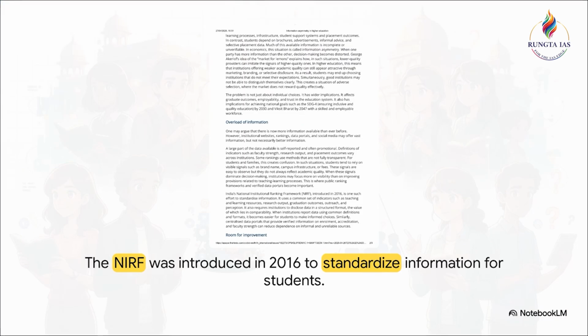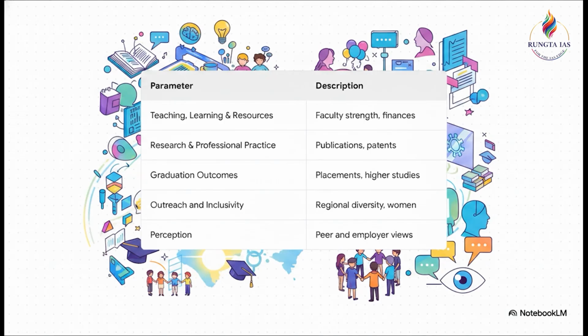And that framework is the National Institutional Ranking Framework, or NIRF, which was launched back in 2016. The whole idea behind it was to create a level playing field. It forces institutions to report their data using the same format, which allows students, for the first time really, to make something of an apples-to-apples comparison. So NIRF looks at several key areas, things like teaching and learning resources, research output, graduation outcomes, outreach, and perception.